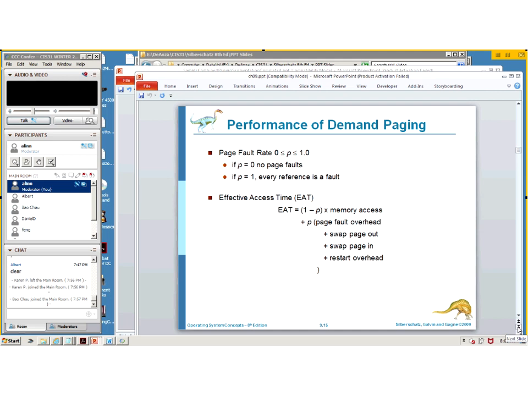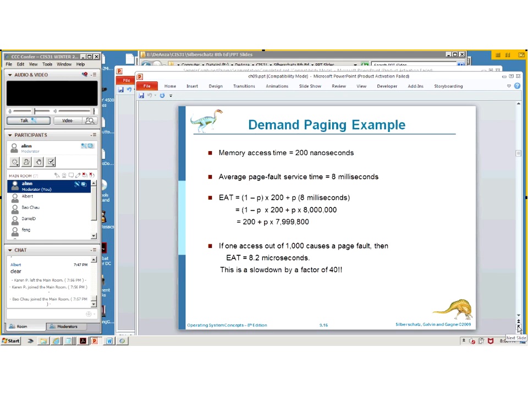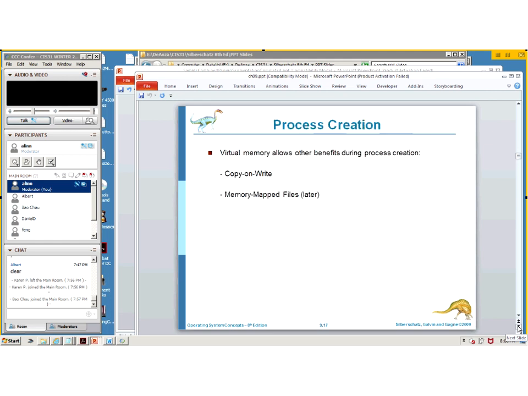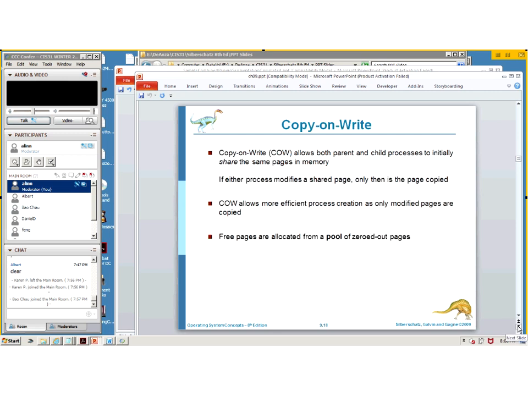Okay. And then there's some calculation. I don't really put this on the test, so we can skip over it. You can look over it. It's interesting stuff. When you have virtual memory, you can get the copy on write concept, and you can get memory map files, which I think we'll talk about either later in this chapter or in file management.